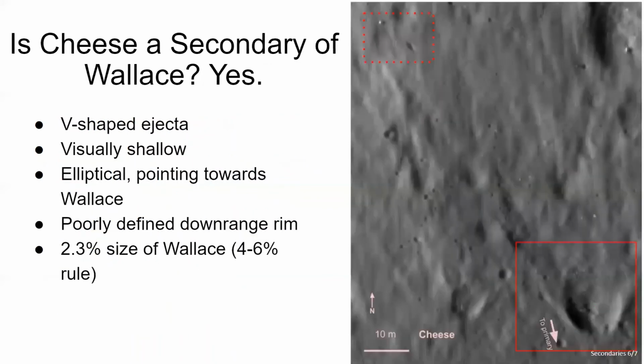Okay, well, let's talk about Cheese. Is it a secondary of Wallace? Yes, look at that guy. It's got the V-shaped ejecta. It's visually shallow. It's elliptical with the long axis pointing back towards Wallace. It's got this poorly defined downrange rim, and it's way below that 4 to 6% rule, which is why it's very convenient that there happens to also be a tertiary downrange of cheese.